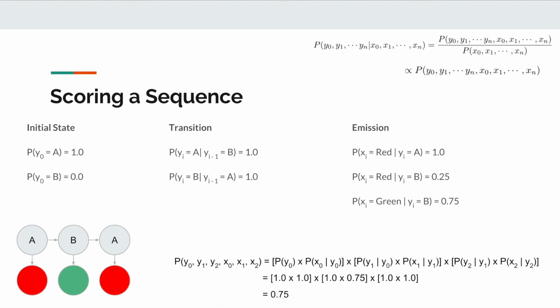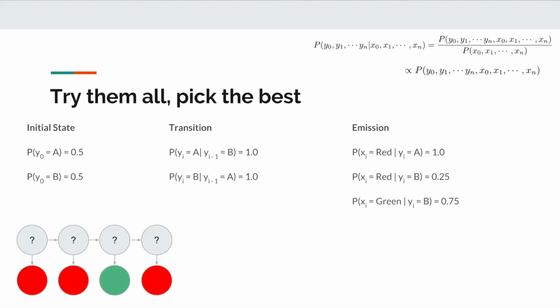All right, so let's plug the numbers in. You can see I've done that, and the probability of this is 0.75, which is not surprising given the number of 1.0s throughout the tables here. So we've now managed to score a sequence. Of course, what we're actually doing in part of speech tagging is not trying to score a sequence, it's to figure out the best sequence.